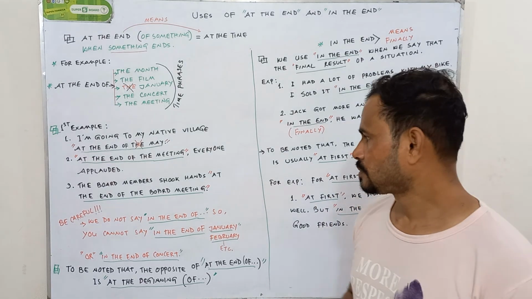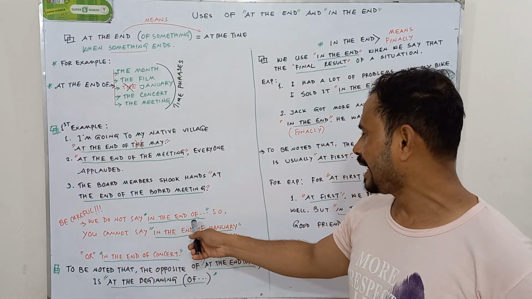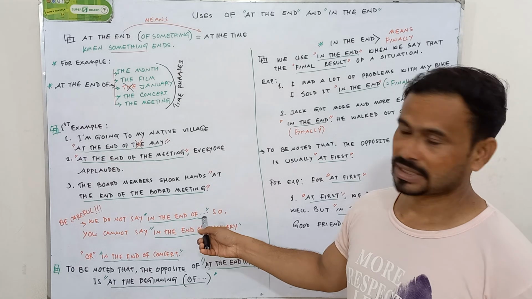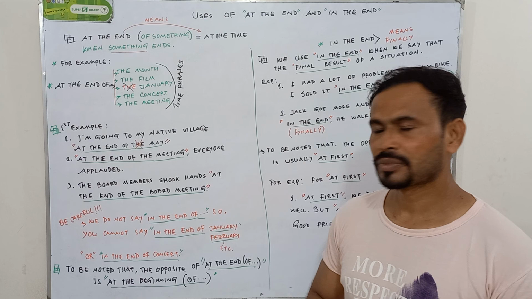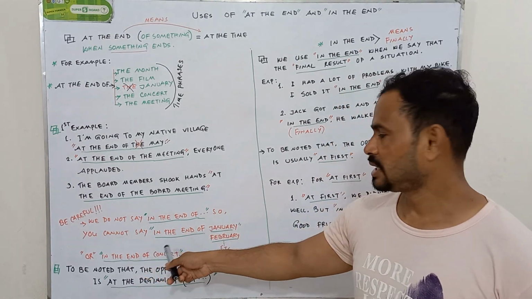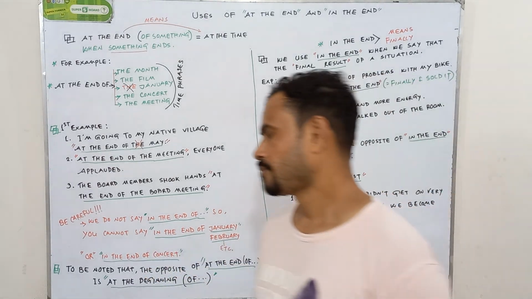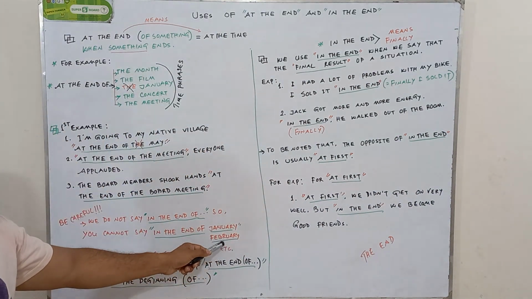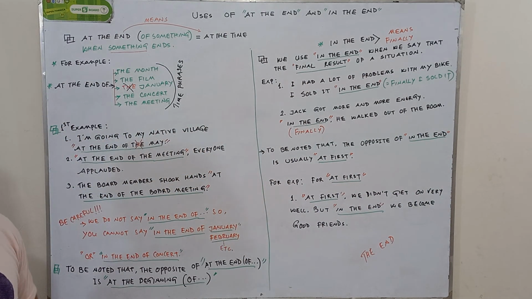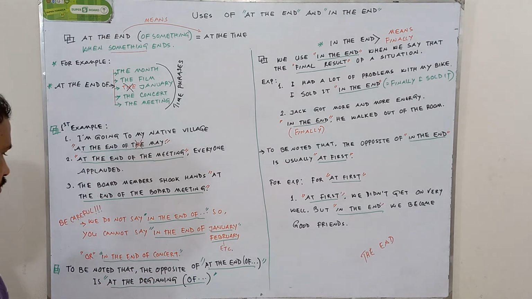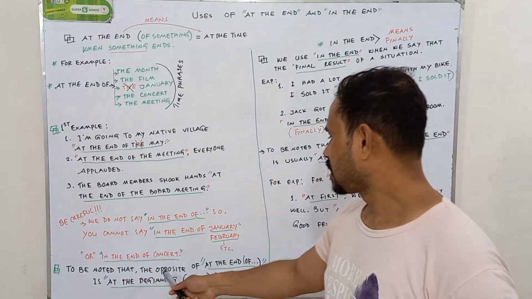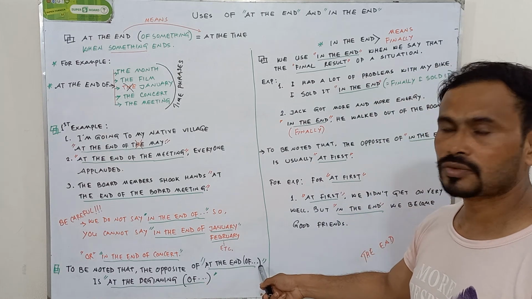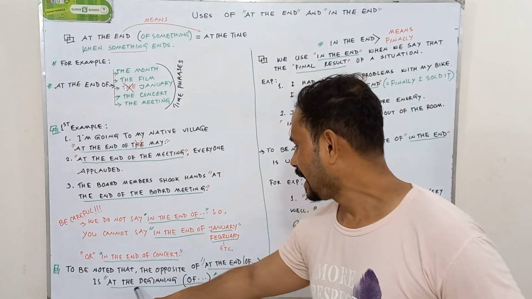But be careful. We do not say in the end of. Okay. So you cannot say in the end of January. You cannot say in the end of February, March, April, etc. Okay, or in the end of the concert. To be noted that the opposite of at the end of is at the beginning of.